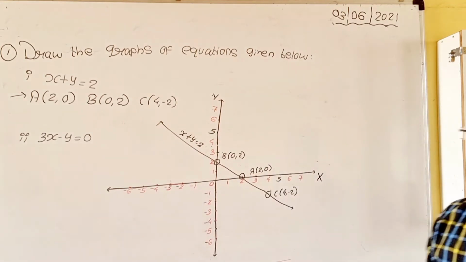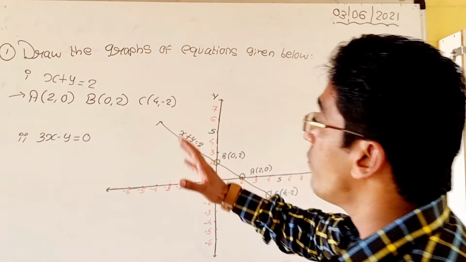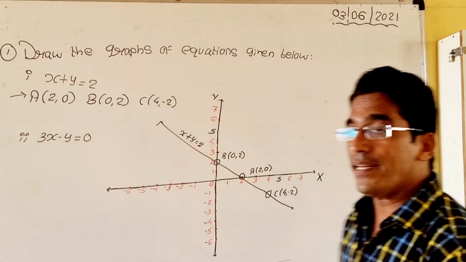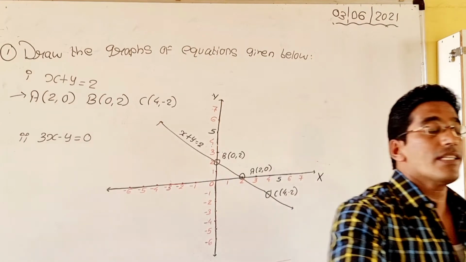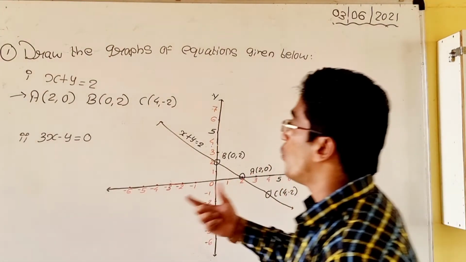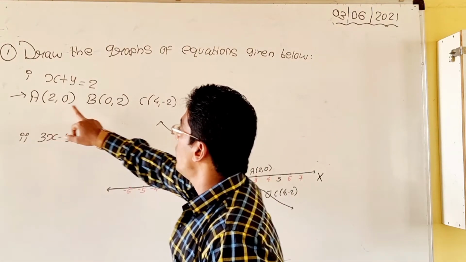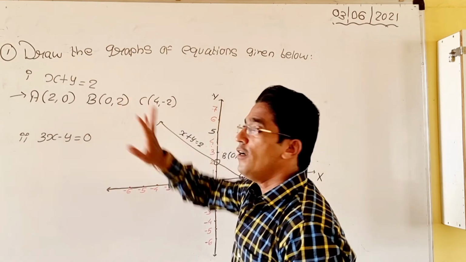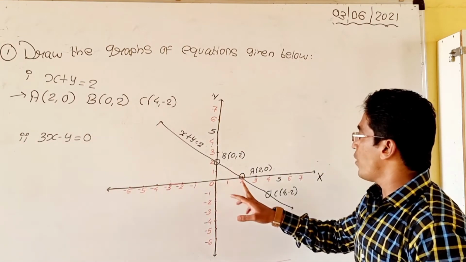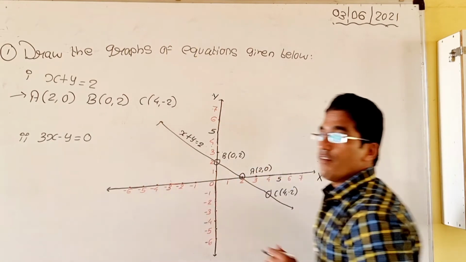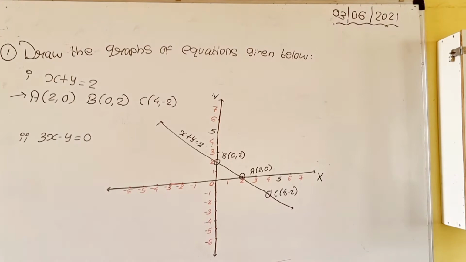So in the first question the equation given to us was x plus y is equal to 2. What I did, I found out the values of x and y such that if I add them, I will get the answer 2. 2 plus 0, 2. 0 plus 2, 2. 4 plus minus 2 is again 2. I plotted the points A, B, C and just joined these 3 points, and I got the required graph. Now let's see the second equation.